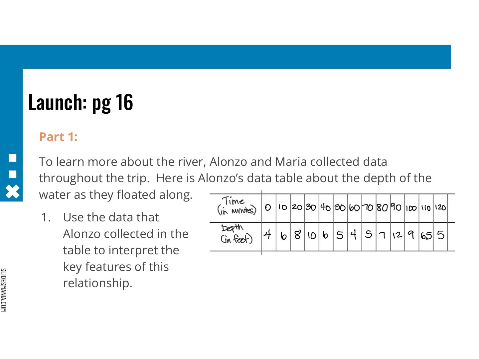All right, also on page 16, we can actually see this table. It says part 1, to learn more about the river, Alonzo and Maria collected data throughout their trip. Here was Alonzo's data table about the depths of the water as they flowed along. Number 1, use the data that Alonzo collected in the table to interpret the key features of this relationship. So remember, we're looking for key features. What are things that we can talk about in this table that Alonzo has? Go ahead and pause, write down some stuff, and then come back to me, so we'll know if we've covered everything.